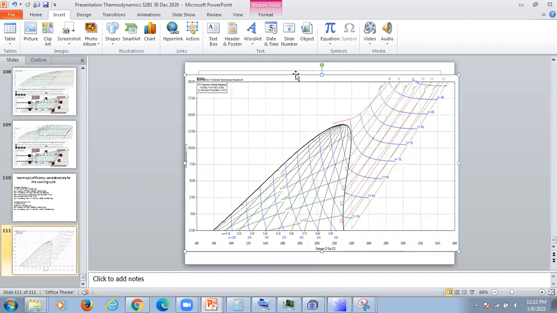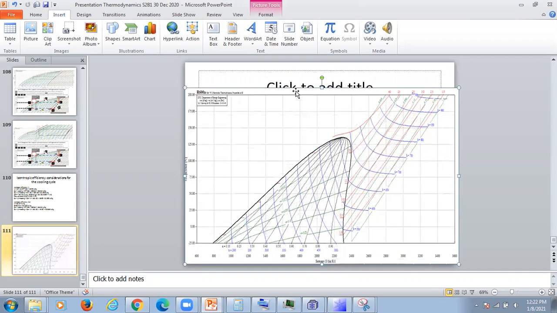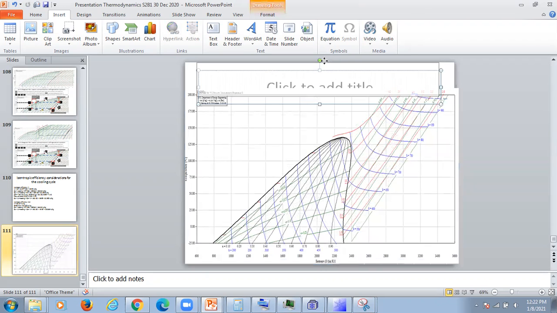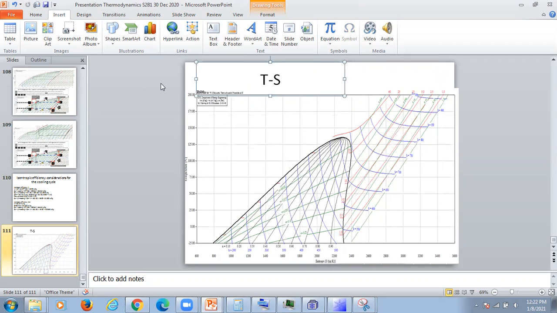Scale. Temperature, entropy. Okay. TS. Quite interesting.